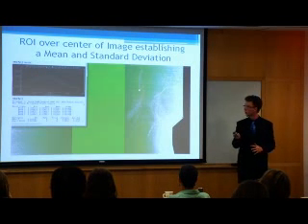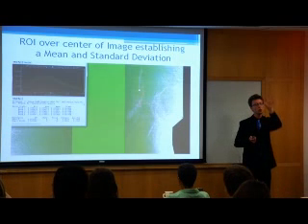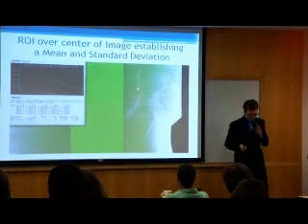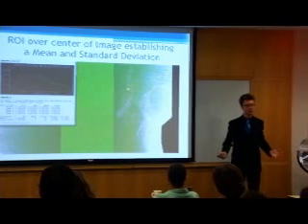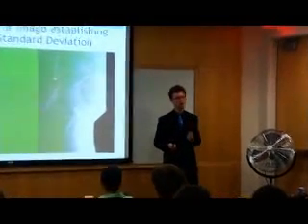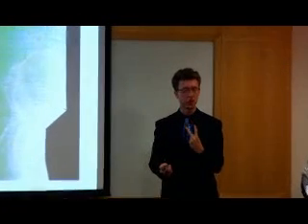Nevertheless, I persevered forward, using an ROI established over the center region of the image. Now you may ask, why do you need an ROI over the center of the image? Well, there are two reasons for this. First, it gives me a mean, and second, it gives me a standard deviation.